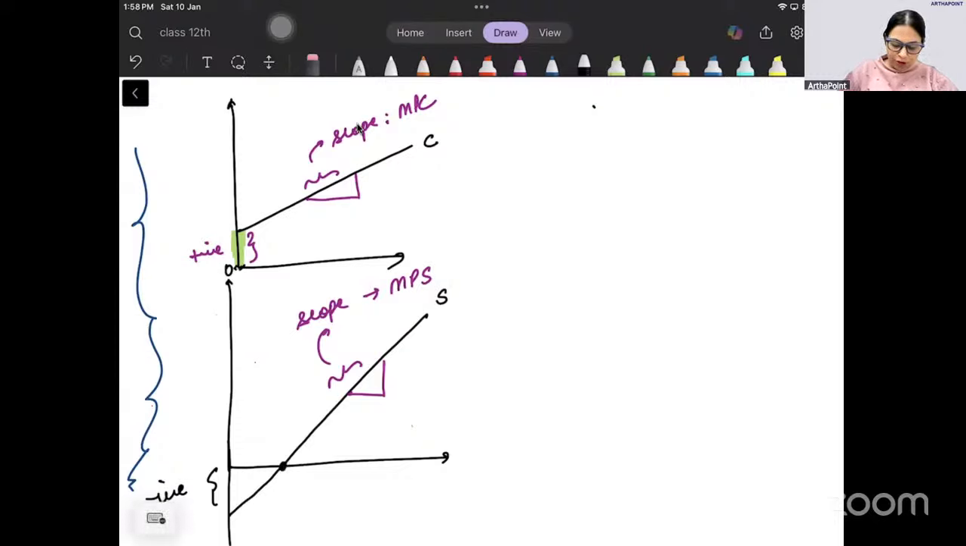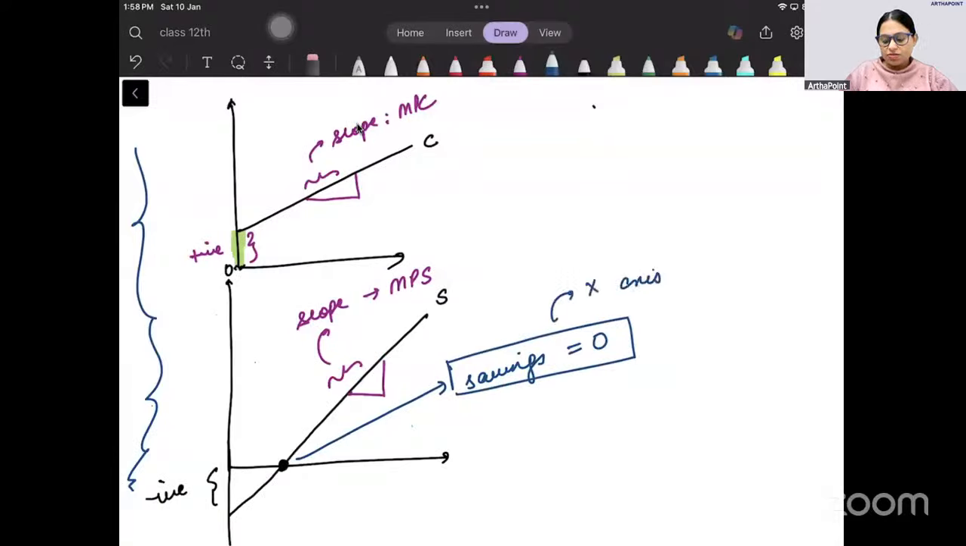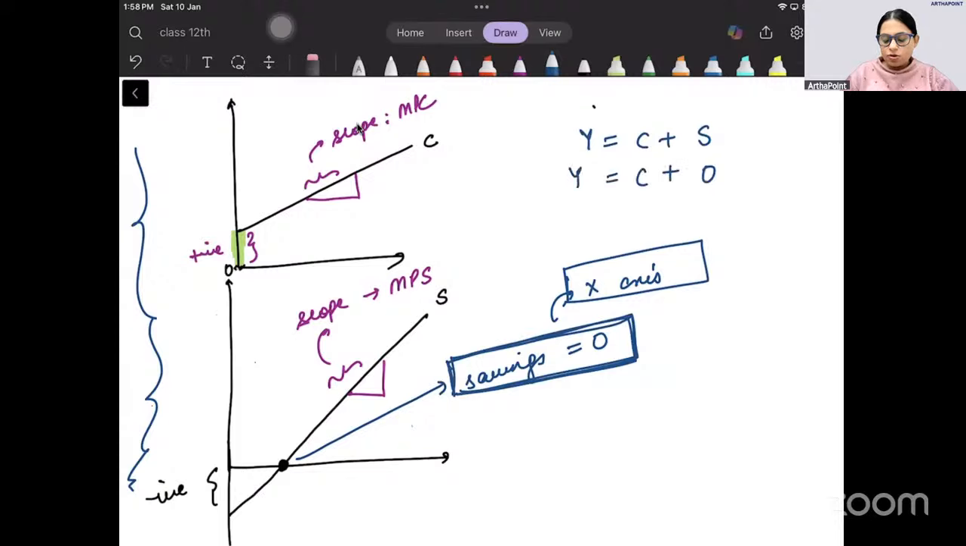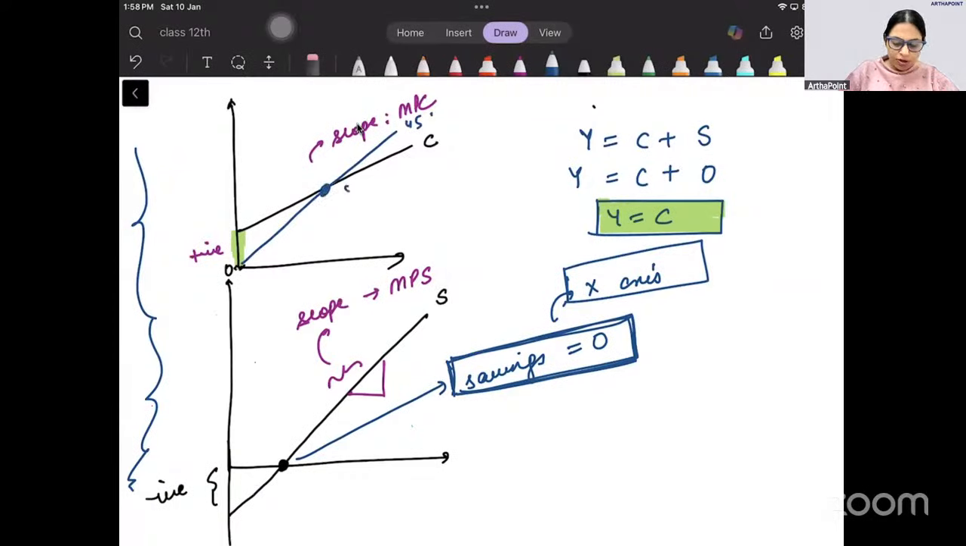Look at this point. At this point, we see that our savings are zero. Why zero? Because it is cutting the x-axis. So if my savings are zero, at this point if I say y is equal to c plus s and my savings are zero, I get y is equal to c. So at this point, income and consumption are equal to each other. And we know that income is drawn by a 45-degree line. So this is exactly that point where the savings will be zero.